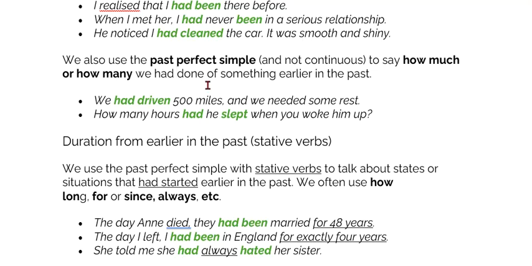Let me just read this sentence again. We also use past perfect simple to say how much or how many we had done of something earlier in the past. Let me give you two beautiful examples here. We had driven 500 miles and we needed some rest. How many hours had he slept when you woke him?